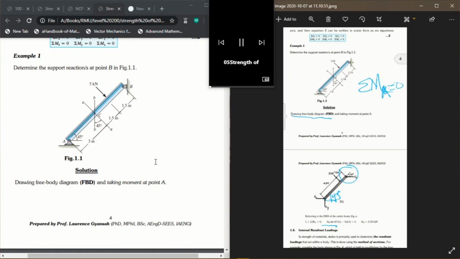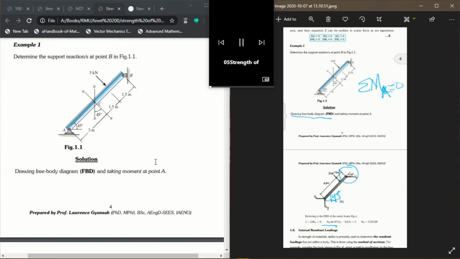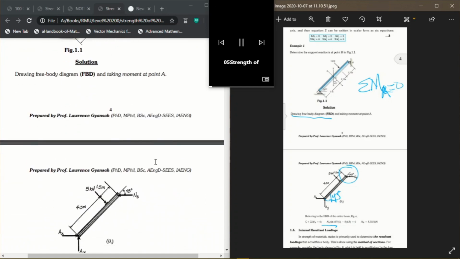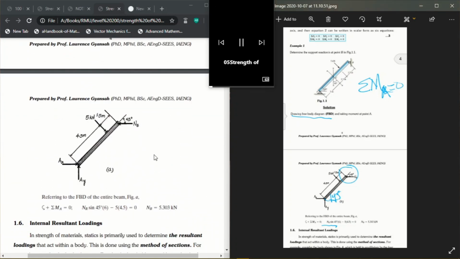FBD, free body diagram, that exposes the external and then the internal forces. And then if you do the free body diagram, you see the free body diagram below. That is page 5.